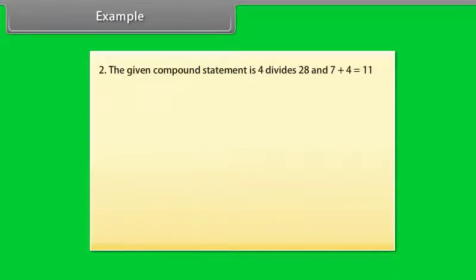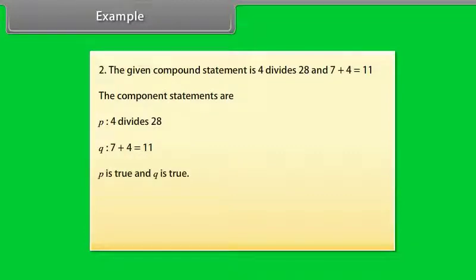2. The given compound statement is "4 divides 28 and 7 plus 4 is equal to 11". The component statements are: P: 4 divides 28. Q: 7 plus 4 is equal to 11. P is true and Q is true. Hence, P and Q is true.